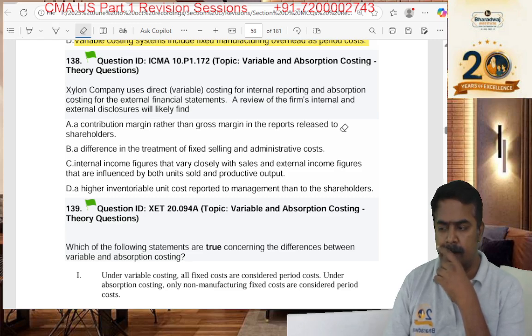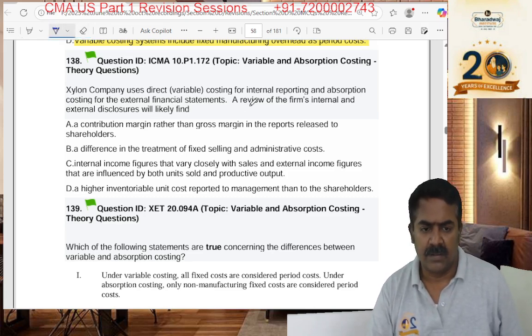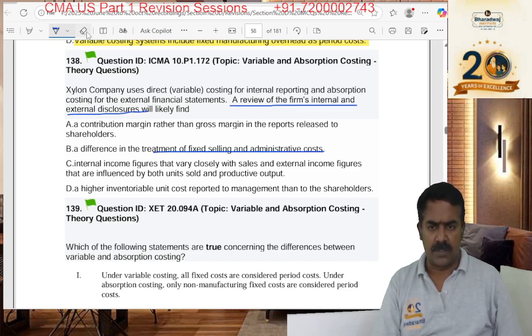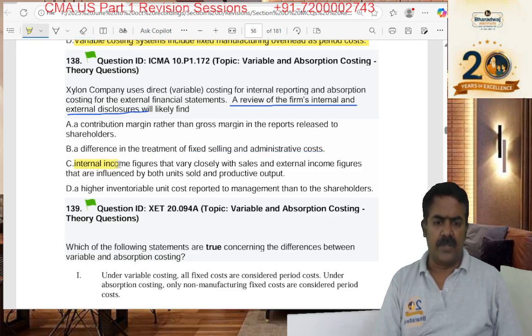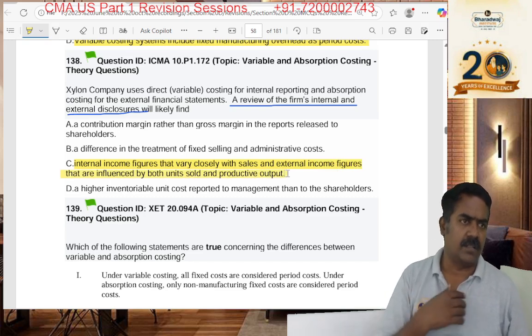Option B. No, if you look at it, a review of the firm's internal and external disclosures. We will not disclose this. This is the correct answer. Internal income figures will be closely changed with which one? Sales. But external income figures are influenced by what? Number of units as well as what? Stock.